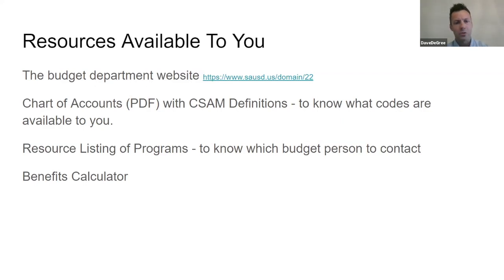We also have a resource listing of programs, which is kind of like your table of contents. If you're looking at your budget, you're looking at a certain resource, and you want to know, well, who do I contact? I have a question on Title I. Who do I contact in the budget group? This is the document you go to find. And we also have a benefits calculator on there to help you out with estimated cost of salary and benefits. So I'm going to go ahead and go to our website and show you those different resources available to you.